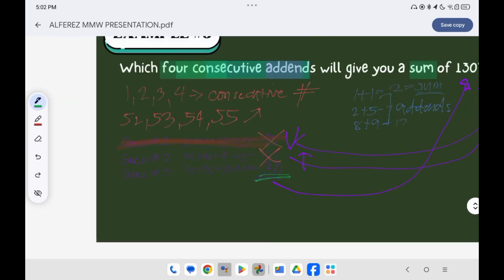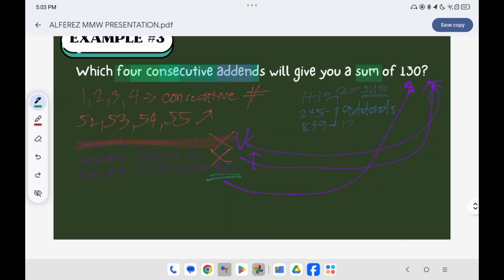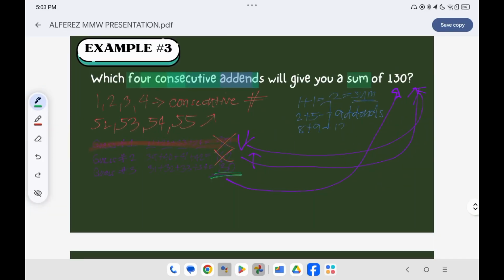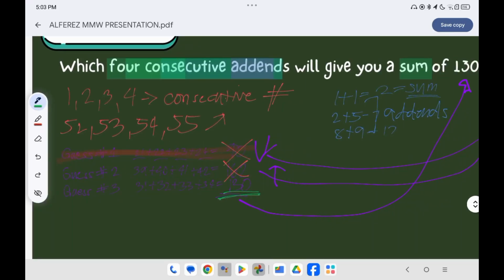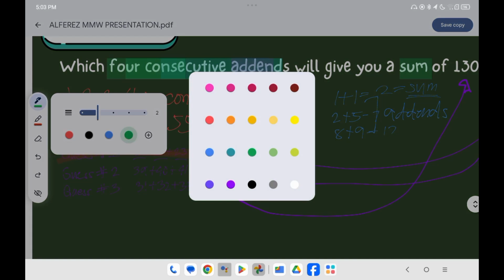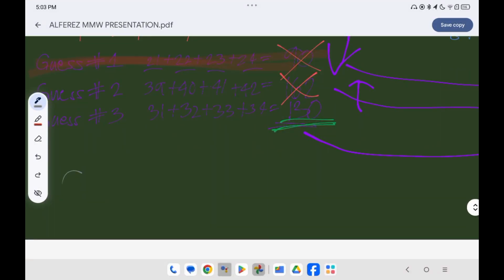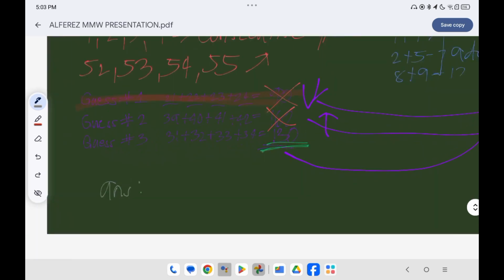However, class, please remember to understand the problem. What is being asked? You might put 130 as your answer. No, the problem is asking for the four consecutive numbers, not the sum. So the answer for this problem is the four consecutive numbers. We're going to write it. Answer: the four consecutive numbers.